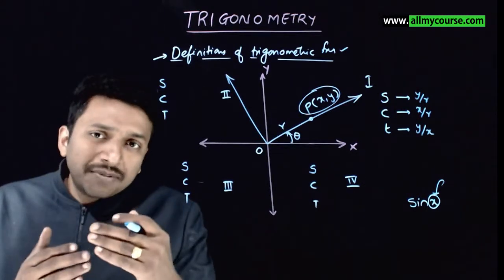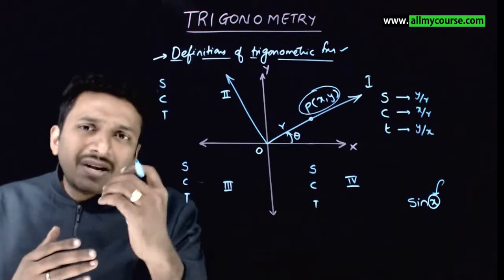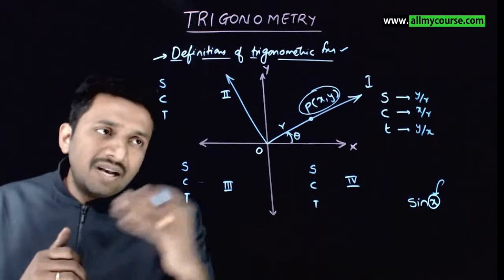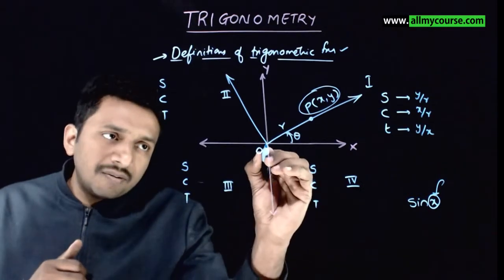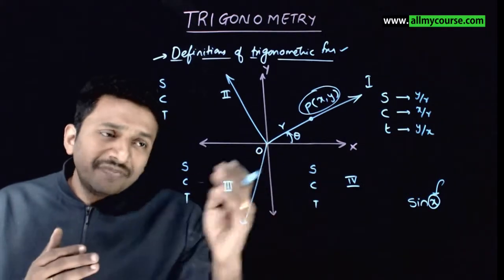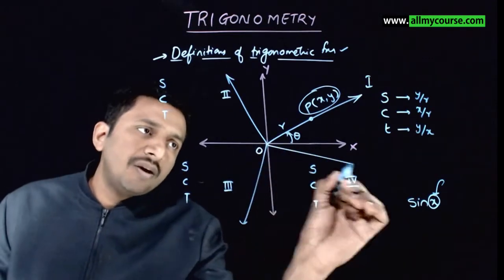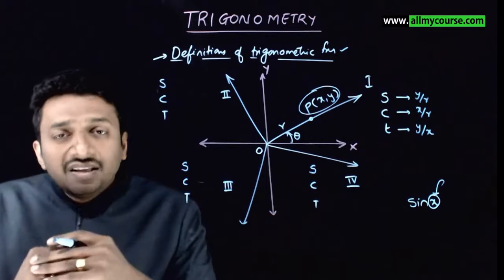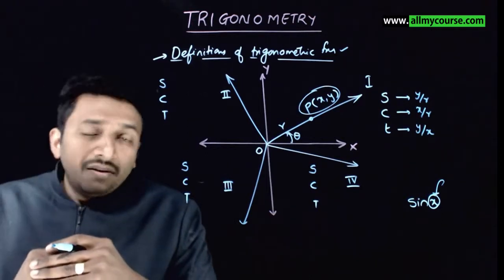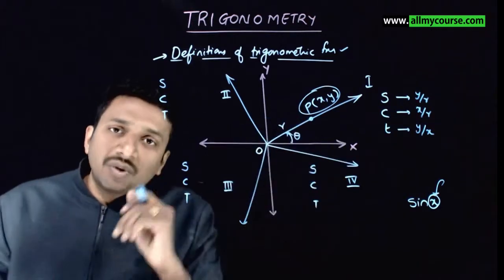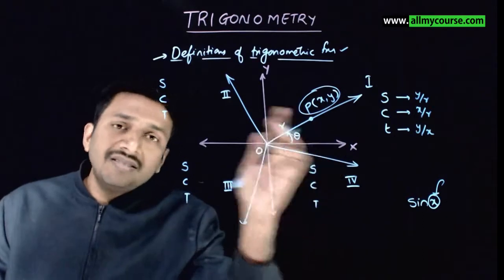If the ray stops in the second quadrant, then we say that that particular angle is in the second quadrant. Similarly, if the ray stops in the third quadrant, then the angle is in the third quadrant. If the ray stops in the fourth quadrant, then we say that the angle is in the fourth quadrant. Now first, let us say that the angle is in the first quadrant. Whatever theta is, it is in the first quadrant.